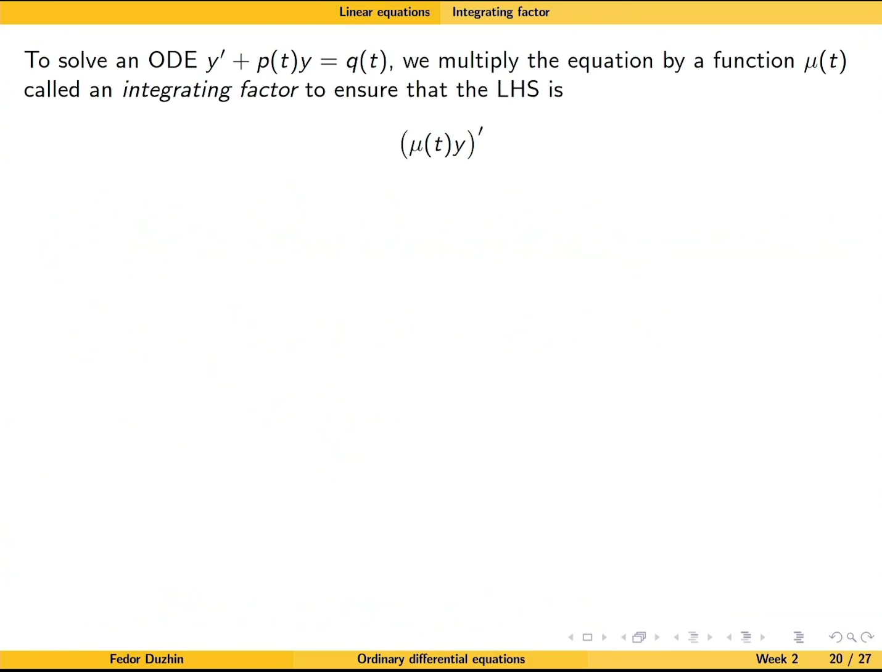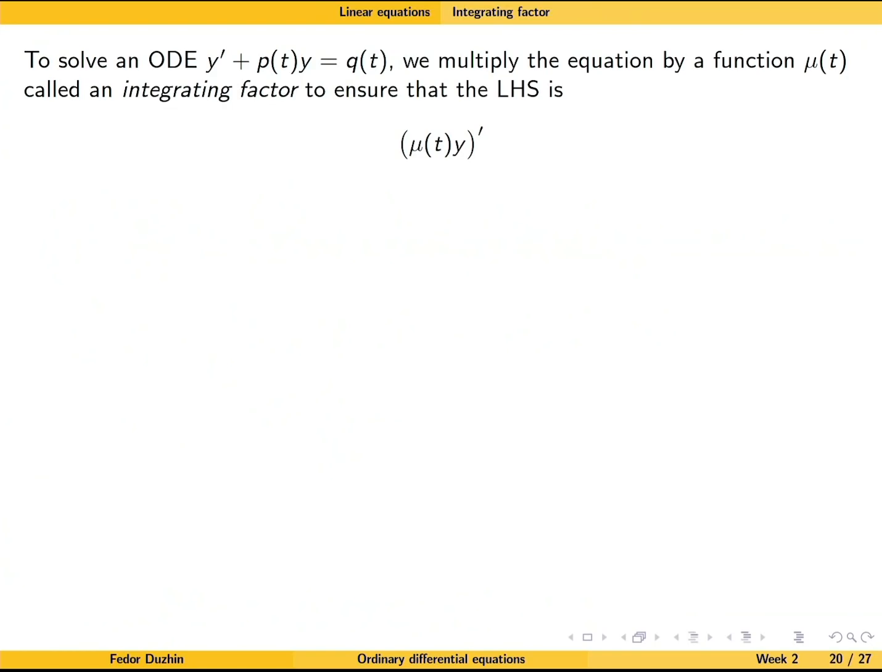Now let us introduce the general method. The idea is that if we have a linear differential equation, then of course usually it is not of this convenient form. The left-hand side usually is not the derivative of the product of two functions. Well, but we can work around using a very clever trick.